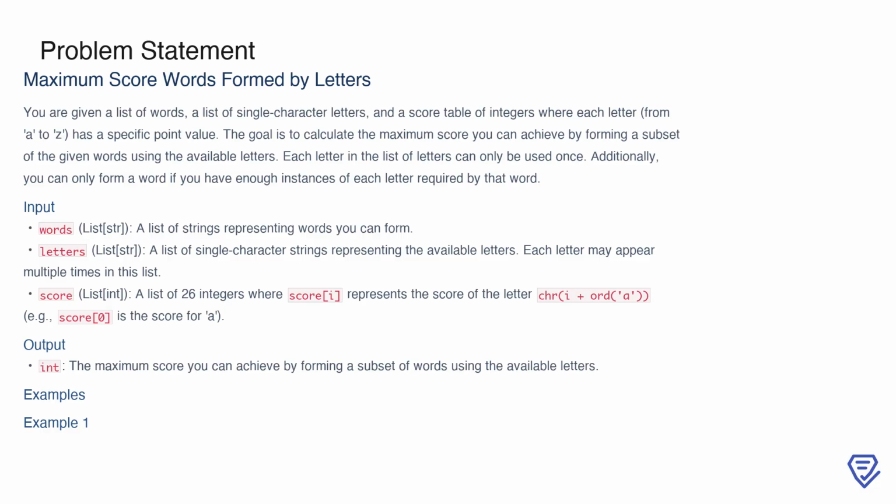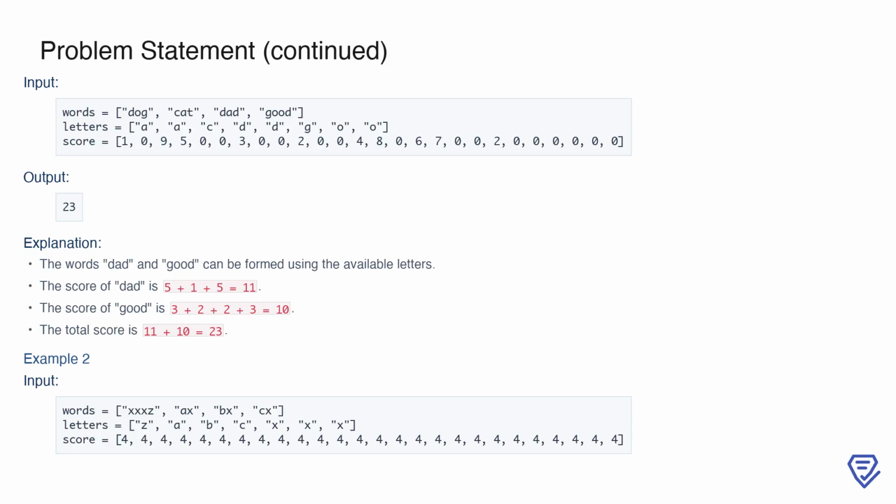For example, if a word requires two A's, you must have at least two A's available to include that word in your subset. The scoring system assigns a specific integer value to each letter, so the challenge is to maximize the total score by strategically selecting words that can be formed. Let's look at an example to understand this better.